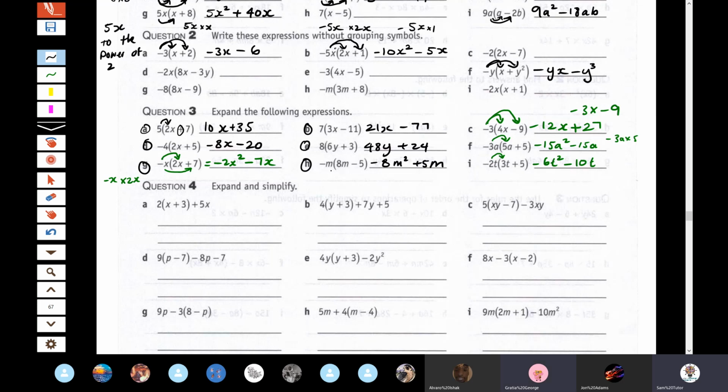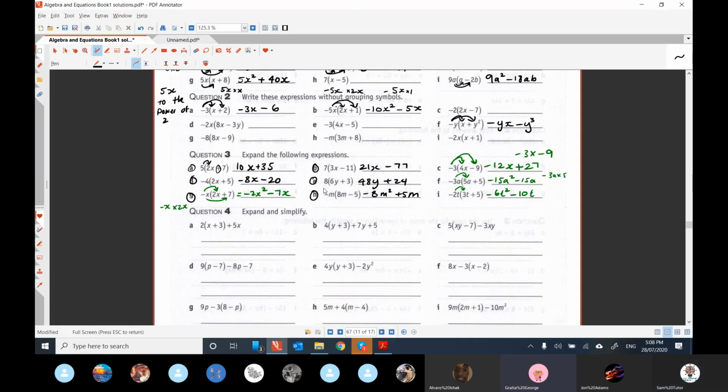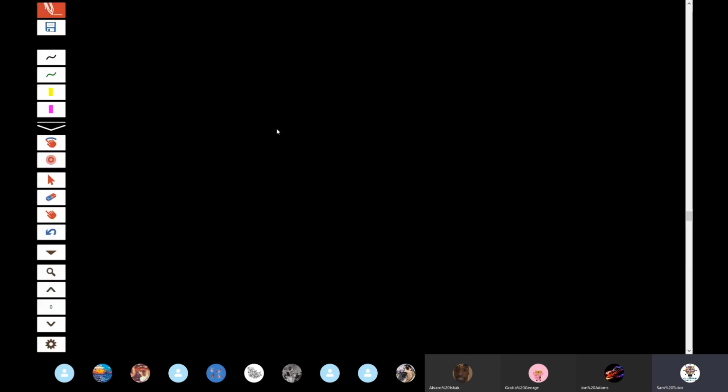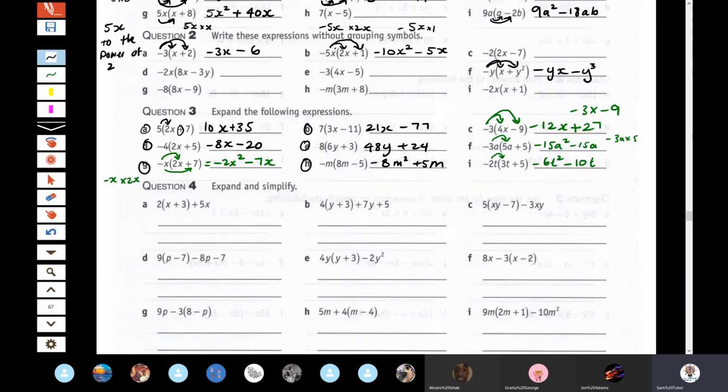All right. Which one should I go through? Which one should I be going through? What do you guys think? Did we get them all right? Or is there one you want me to just do a bit slower?